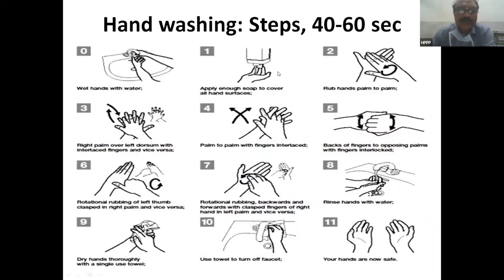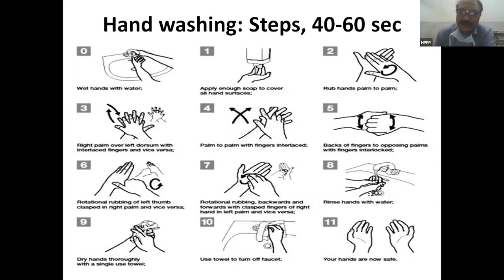You all know the hand washing steps, and it should be done in 40 to 60 seconds, which is the usual recommended time. But the important point here is that you should take a sufficient quantity of antiseptic, and there must be running water supply. It should not be stored water. This is very important. In stored water, there are many organisms which can grow. So it should be running water. It should not be stored more than 24 hours, and the tank must be clean.